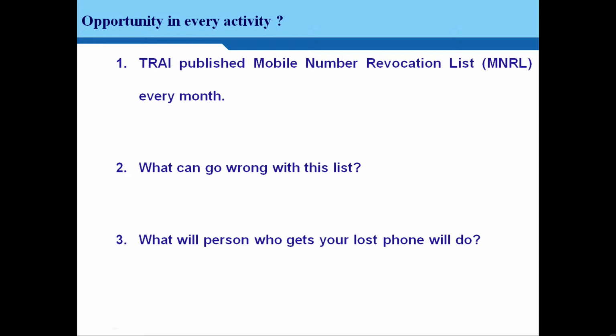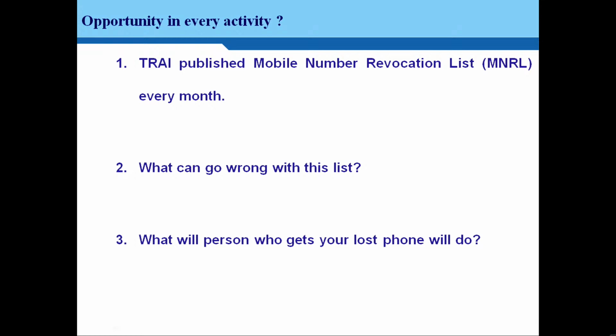For example, TRAI, the Telecom Regulatory Authority of India, publishes a mobile number revocation list every month. But criminals try to figure out whether any Paytm or PhonePe or Instagram account is linked with these numbers, and they try to misuse those accounts. So let's say if you are not using a phone, and after 90 days you are not recharging it, that number will go into the revoke list, and it is available after 90 days for anybody and everybody to take again.